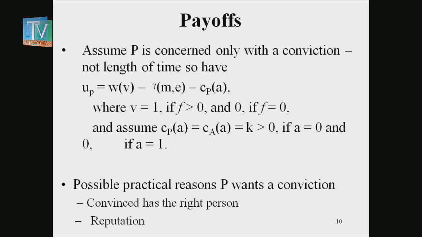So here are some more setups that will make this tractable for us. We're going to assume that the police officer is only concerned with a conviction. She's not so concerned with the length of time. So this is a payoff function, and I'm not going to worry too much about the details of this. We're actually going to simplify it a bit, but what we have in mind is that the police are going to be concerned about whether there's a conviction or not, and the police want this person convicted.